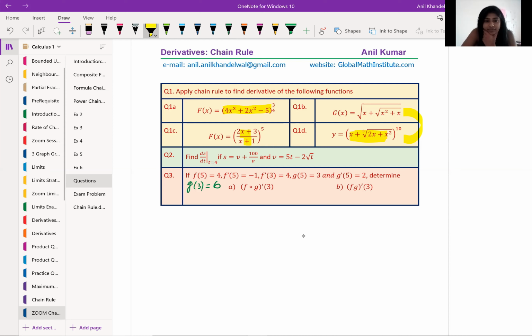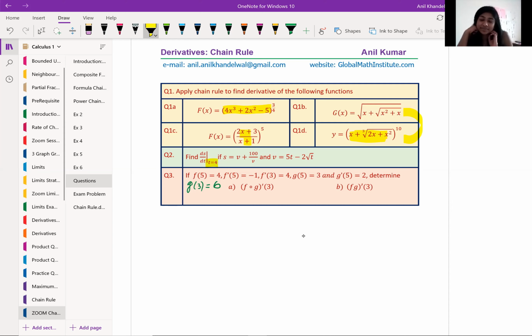Question number 2. Find ds/dt where t equals 4, if s equals v plus 100 over v, and v equals 5t minus 2 square root t. I'll choose one of the functions, so let's pick v equals 5t minus 2 square root t. Find the derivative of that and sub t equals 4 into it. Then use the s function, but we need to find v first. Good job, I was waiting for that. The rest is easy. Do it first.